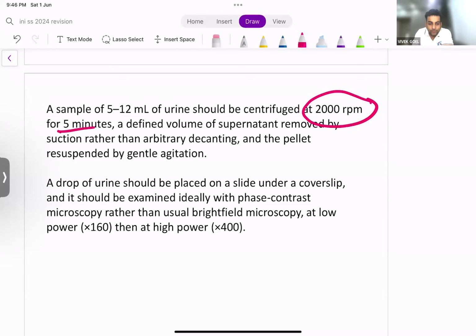Then a drop of urine is placed on a slide, a cover slip is placed, and then you see the urine under a microscope, first in low power, then in high power, and then, if possible, by a phase contrast microscope. But usually that is not available everywhere. So this is very, very important.